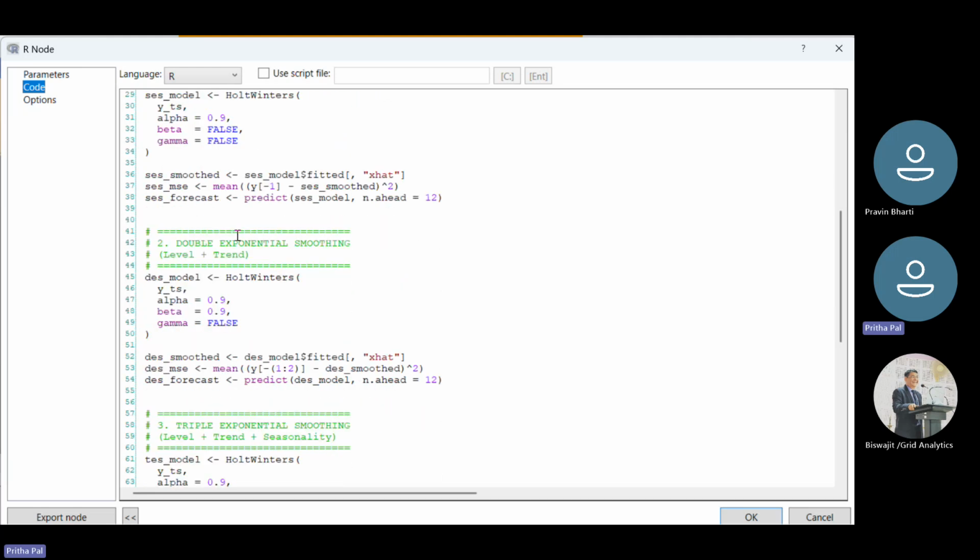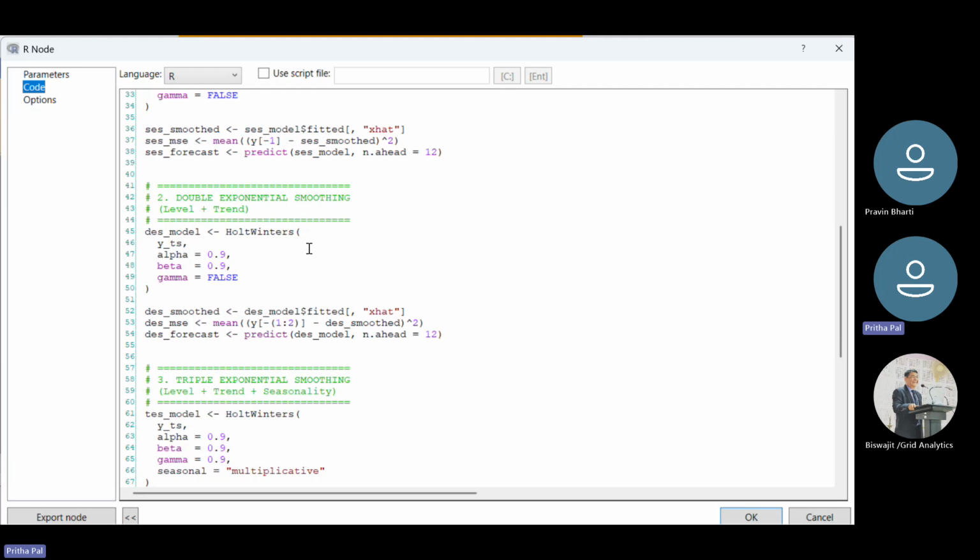Next, in the double exponential smoothing model, since level and trend both are present, we have given alpha equal to 0.9 and beta equal to 0.9. Next, we have fitted the double exponential smoothing model. In the next line, we have computed the mean square error, which will evaluate the improvement after adding trend. Next, DES forecast, which I have written for forecasting following the estimated linear trend.